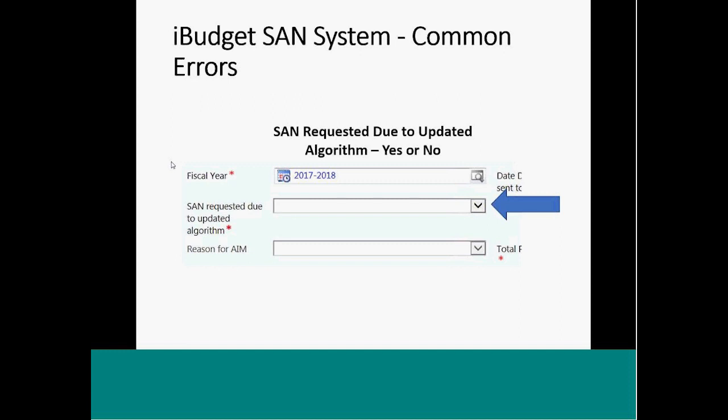You would choose no if you're just requesting a SAN and a new algorithm was not needed. So let's say your consumer's already been through iBudget implementation for the new algorithm. They've already received a notice of iBudget amount, but now maybe they need a one-time service. So maybe they need an environmental modification or durable medical equipment or something like that. But nothing else has changed, so the algorithm hasn't changed, then you would check no in that box. So the reason for AIM only populates if you're putting a yes in that first box.